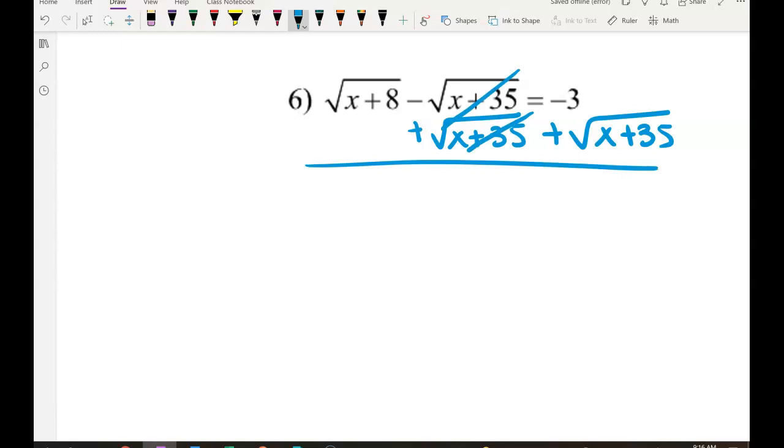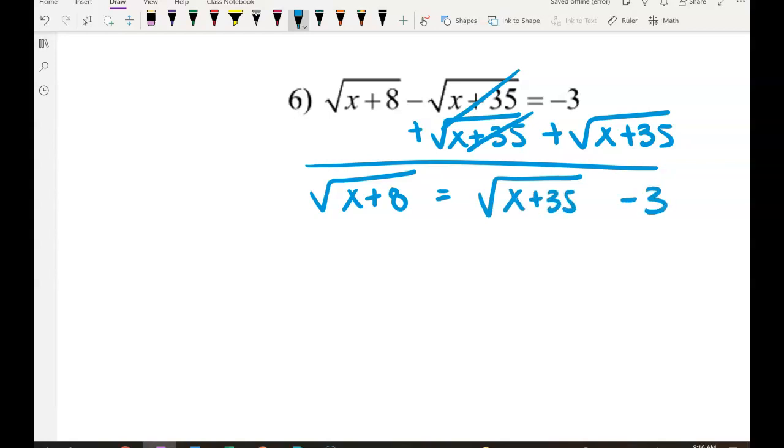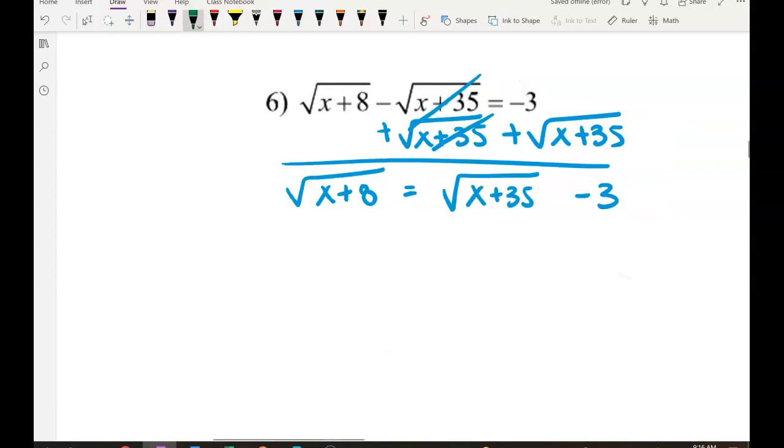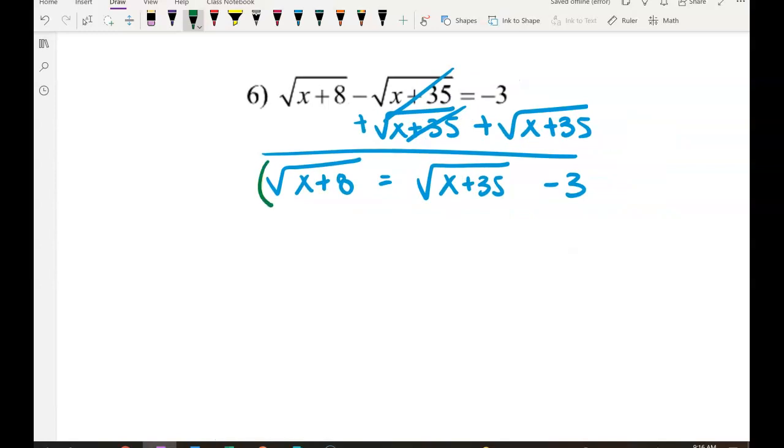So this is now gone. On the left side, we only have one radical left. On the right side, we have one of each, and this -3 is not under the radical. Whenever you see more than one radical, it is by far the more difficult question of them all. Okay, now we are going to square both sides as we normally would. This one's not too bad.